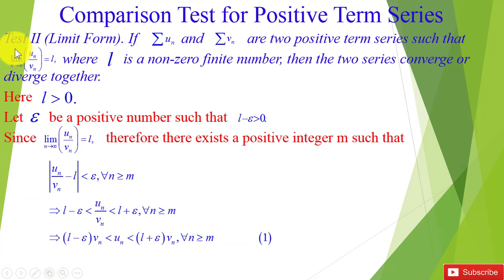Test 2, or limit form. If sigma un and sigma vn are two positive term series such that limit n tends to infinity un by vn is equal to L, where L is a non-zero finite number, then the two series converge or diverge together. Here L is greater than 0, because L is non-zero and sigma un and sigma vn are two positive term series. So, therefore, L must be greater than 0.